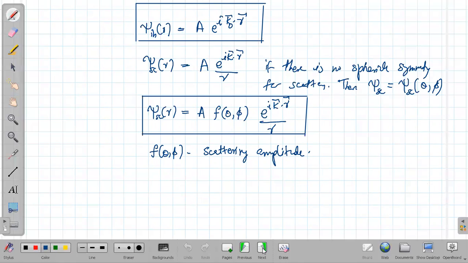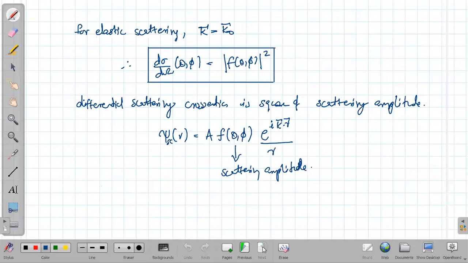And finally, we have seen that the scattering amplitude is a very important quantity, because the differential scattering cross section for elastic scattering takes the form of mod f of theta phi square. So the differential scattering cross section is simply the mod square of the scattering amplitude for elastic scattering. Next, we will look into how we can compute the scattering amplitude for a particular problem.